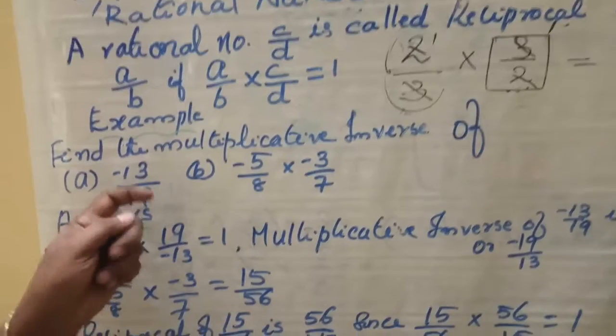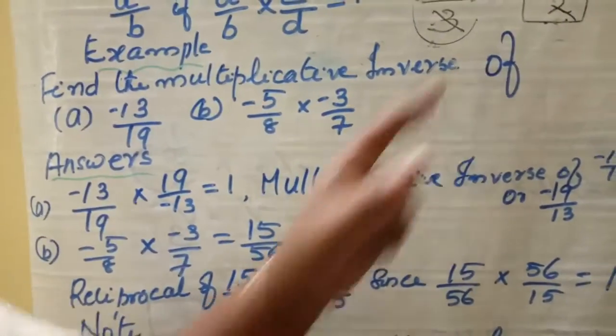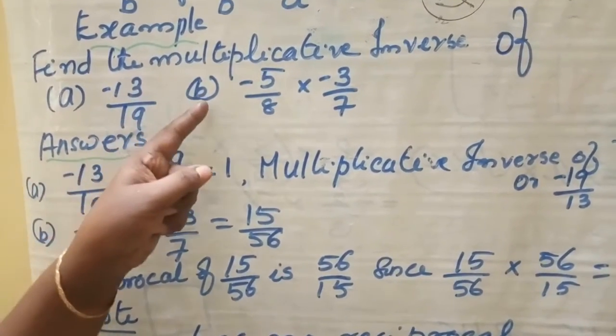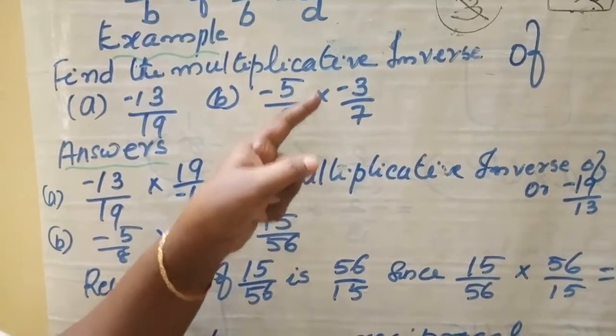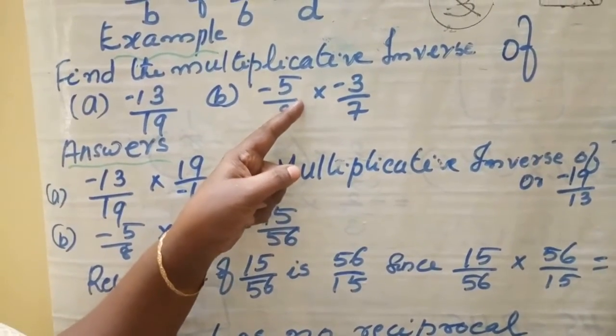Okay. Now we consider some examples. Find the multiplicative inverse of, first question, minus 13 by 19. Second, minus 5 by 8 into minus 3 by 7. These two questions are from the first exercise.